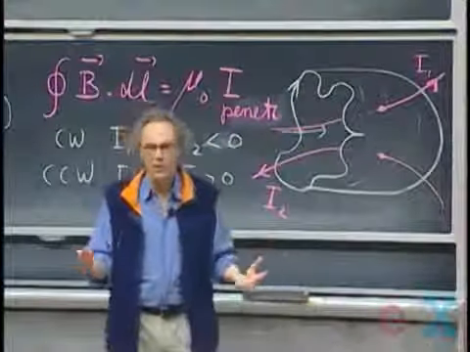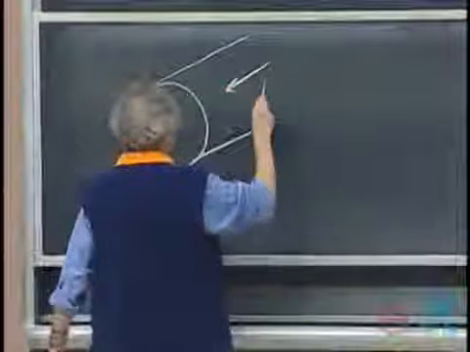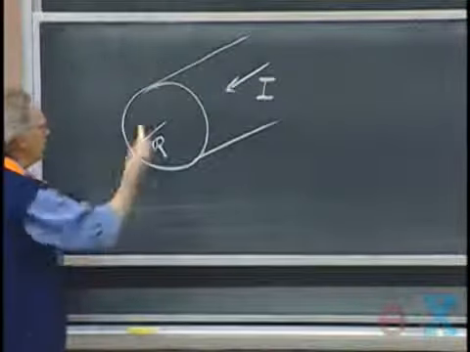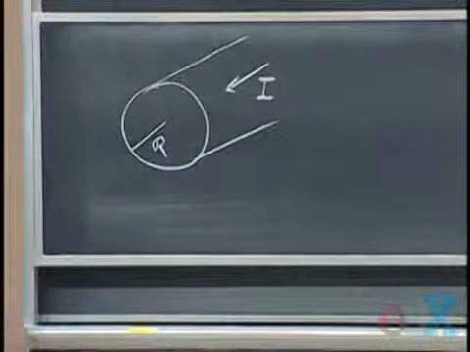So now we can, for the first time, calculate the magnetic field inside a wire that carries a current using Ampere's law. I have here a wire that has a radius capital R, and a current I is coming towards me, and let's assume that the current is uniform throughout the wire. So it has a uniform current density. And I would like to know what the magnetic field is everywhere.